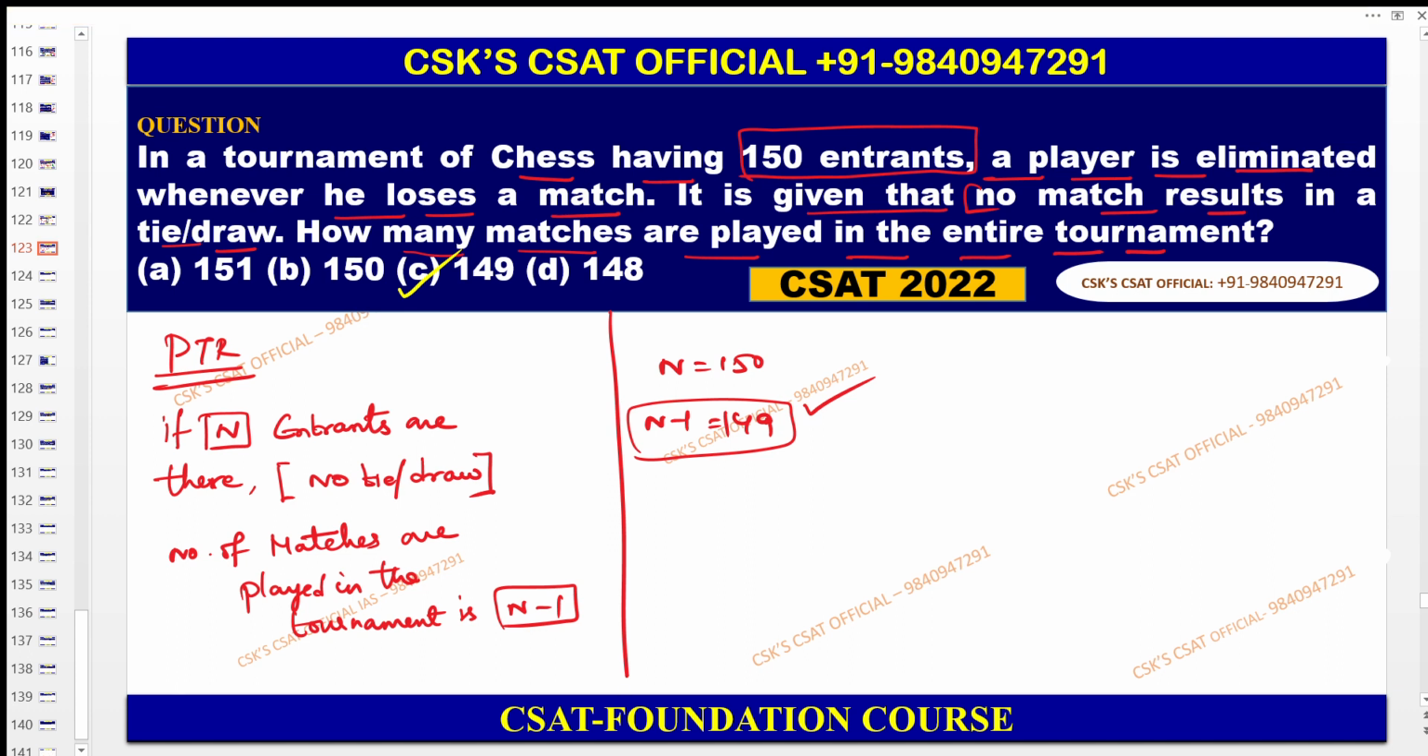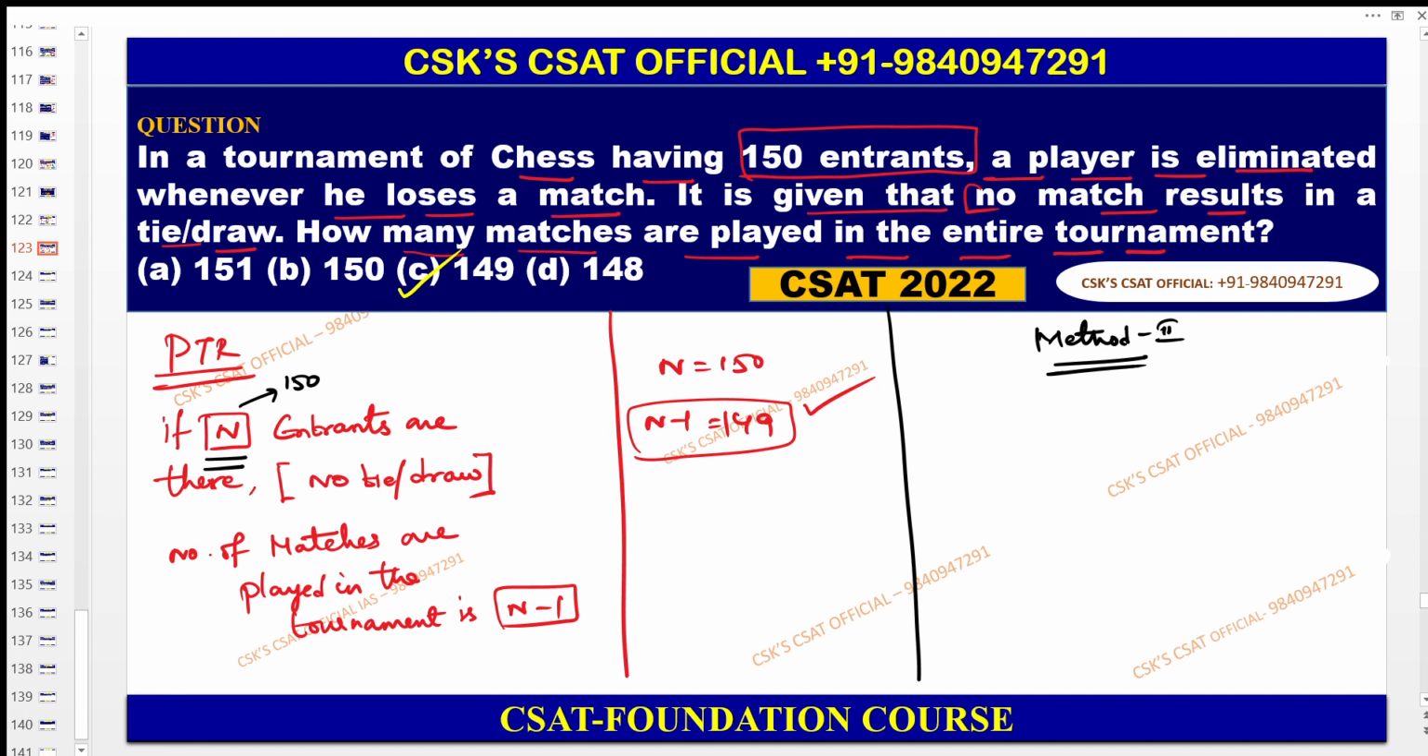Sir, can you explain it once? Nothing. Here n entrants are there. If n entrants, then your n here is nothing but 150. The constraint is very important: no tie or no draw. In such a situation, the number of matches played in the tournament is nothing but n minus 1, one less. Fine. I'll just tell you model 2, or method 2, for a better understanding.